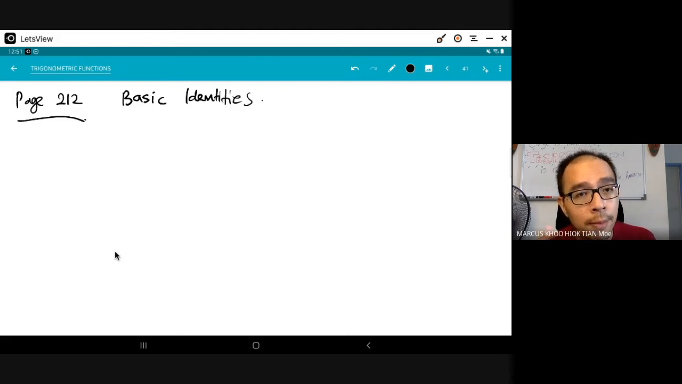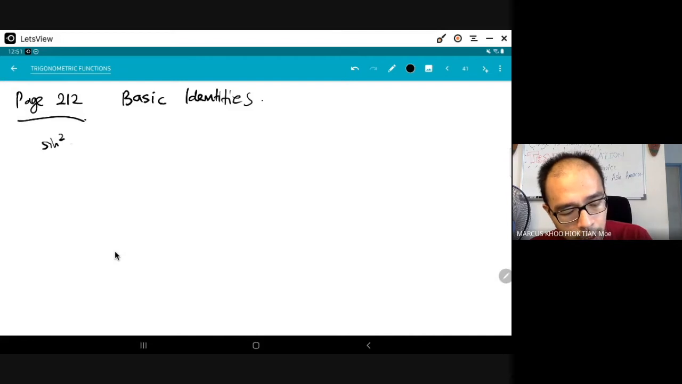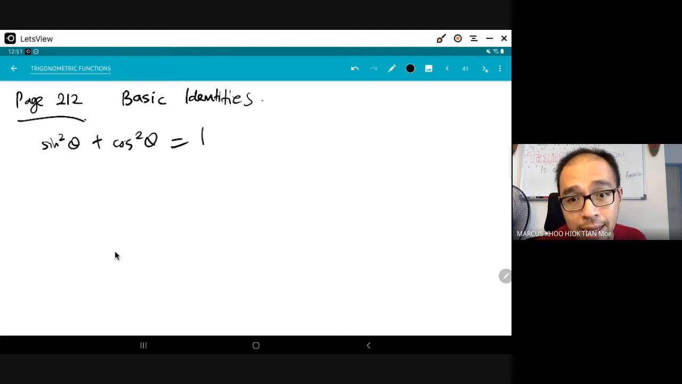Okay, so I'm not going to spend time doing the derivation of this one. If you want, you can read page 211. But my basic thing today is to introduce to you the three identities. The first and the most important identity is sine squared theta plus cos squared theta equals to 1. I use theta, but the textbook uses a, doesn't matter. But this is an identity. Sine squared theta plus cos squared theta equals to 1.